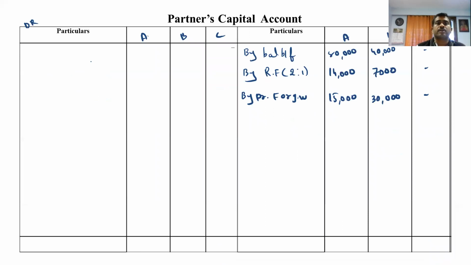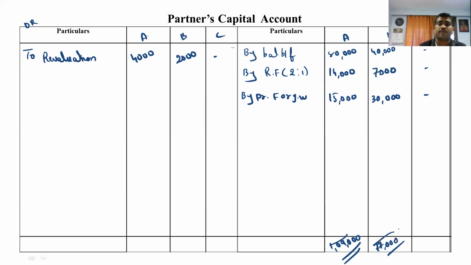So go to partners capital account, debit side. Here we write to revaluation, 4,000, 2,000. Now make the total of A. It's 80,000 plus 14,000 plus 15. If you make the total, we get 1,09,000. In the same way, B also, 47 and 30. We get 77,000.